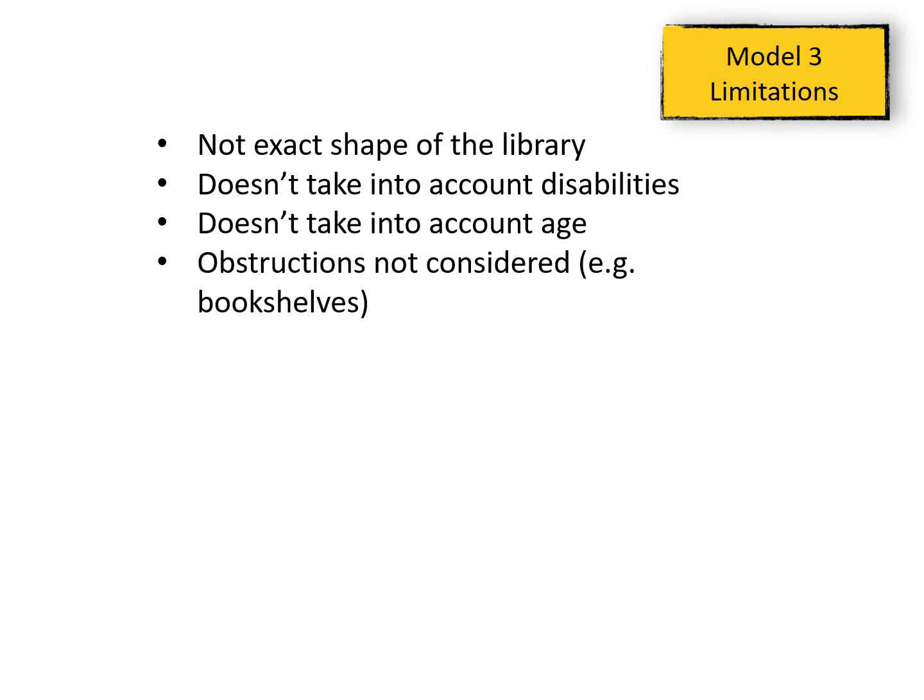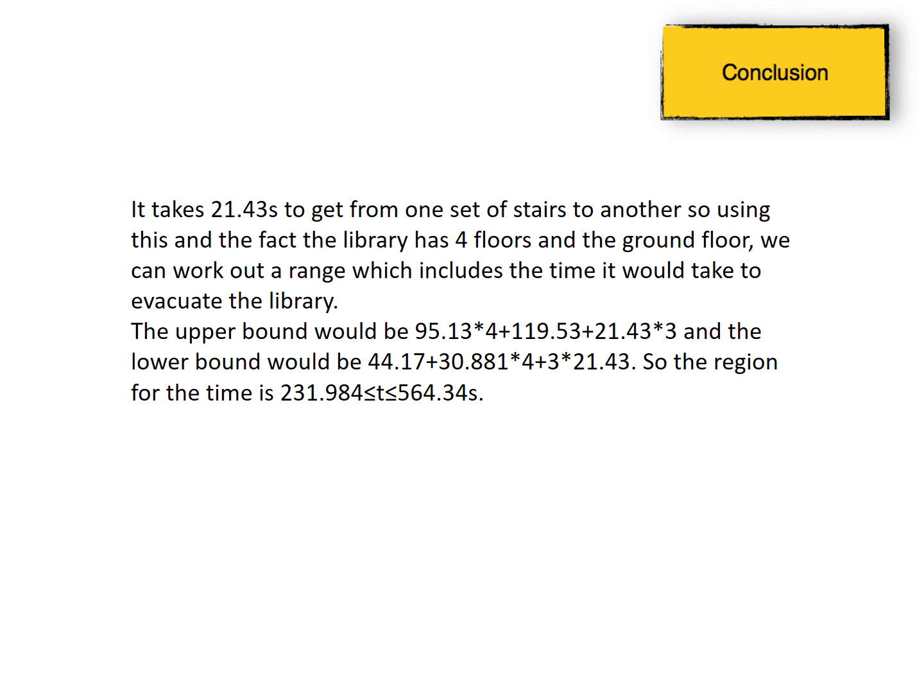In conclusion, it takes 21.43 seconds to get from one set of the stairs to the other. So using this, and the fact the library has 4 floors, and the upper and lower bounds we've calculated before, the upper bound would be the worst time to evacuate one floor multiplied by 4 floors, plus the worst ground floor evacuation, plus the time between the staircases. And for the lower bound, it's the same, just with the best times instead.